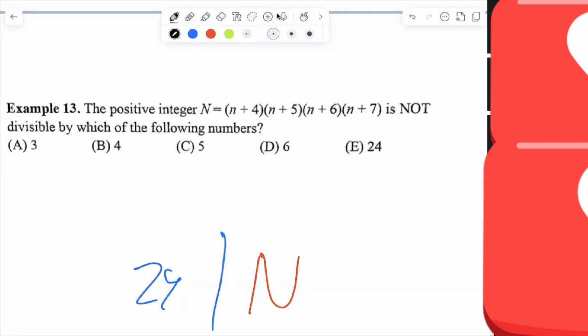Notice that there's always one that's divisible by 3. Because in any 3 consecutive integers, I choose 4, 5, 6, one of them is divisible by 3. In any 4, one of them is divisible by 4. And then in any 2, there's one divisible by 2.